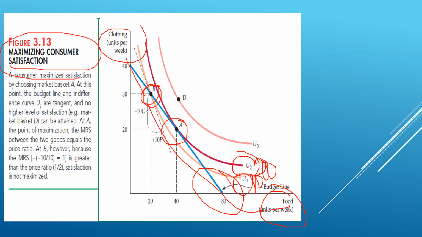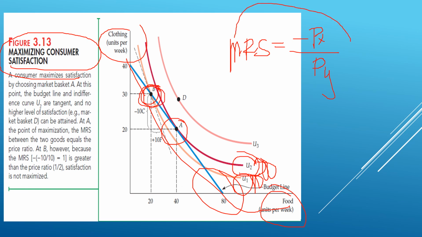But this only happens if the slope of the indifference curve, which is the MRS, must be equivalent to the slope of the indifference curve. Sorry, not indifference curve, the slope of your budget line. So choosing B is not the best one even though it still touches the budget line, because if these two are not equal, then that's not the best combination. But if, for example, market basket A gives you equality between the MRS and the slope of the budget line, then that is the choice that you're going to take.